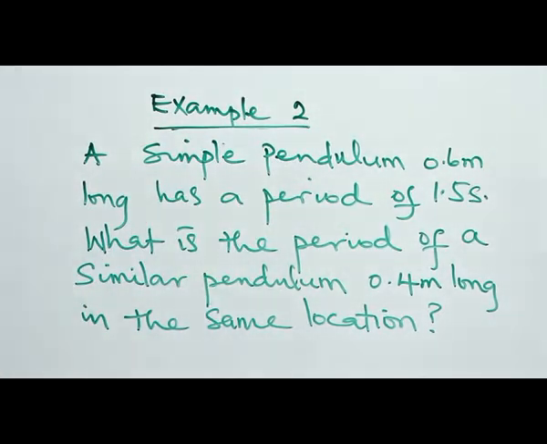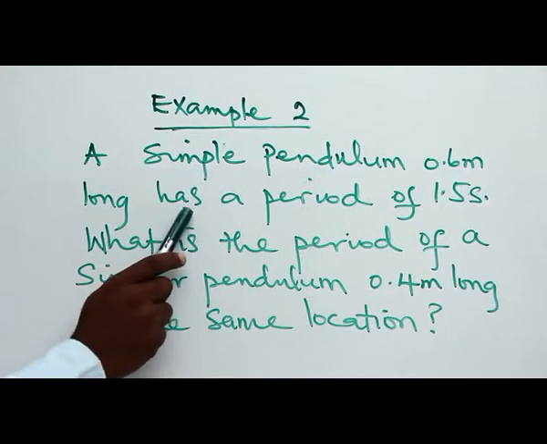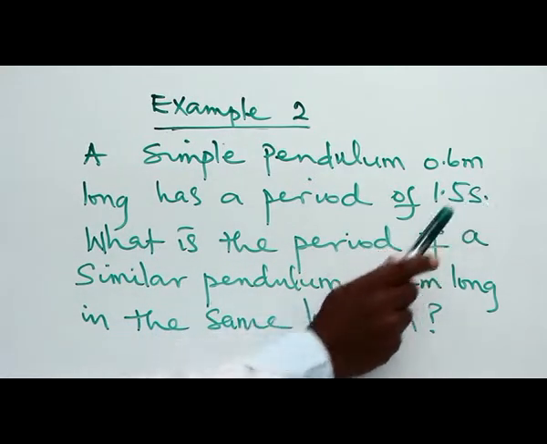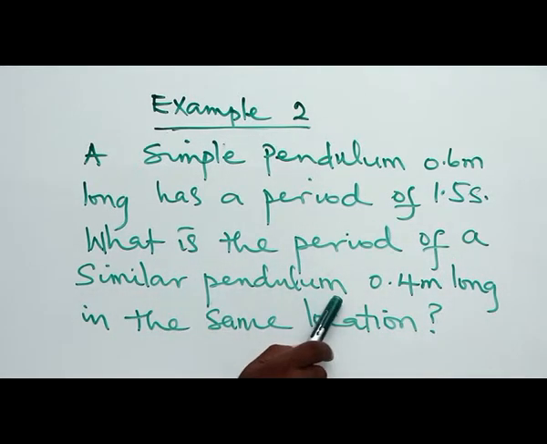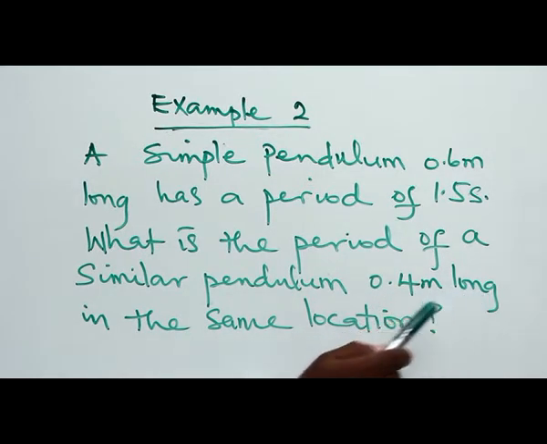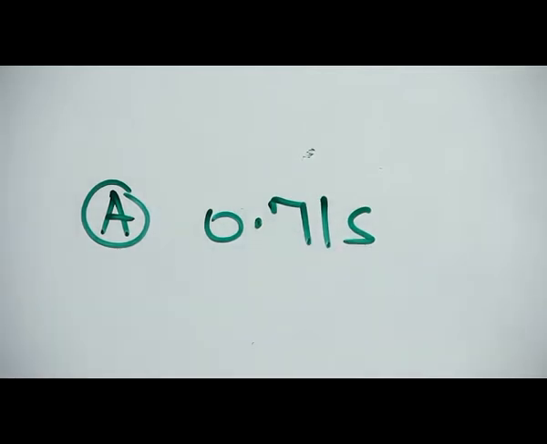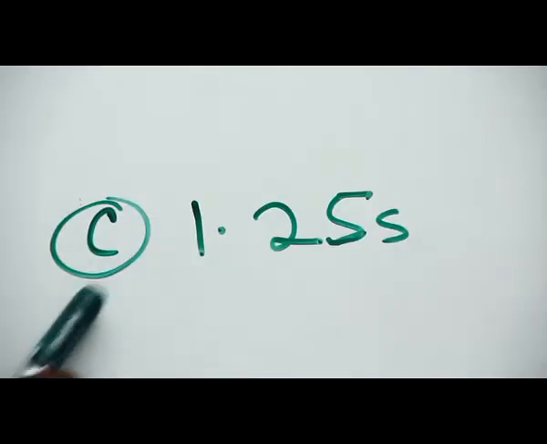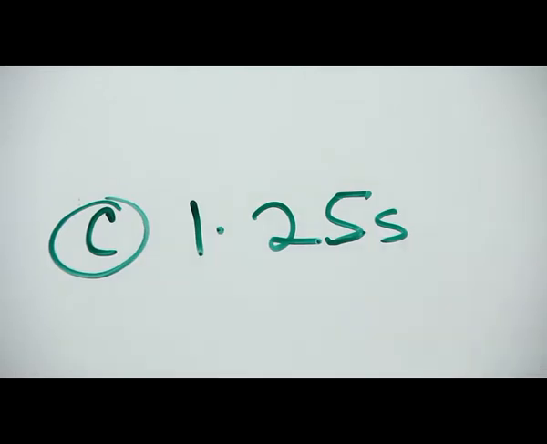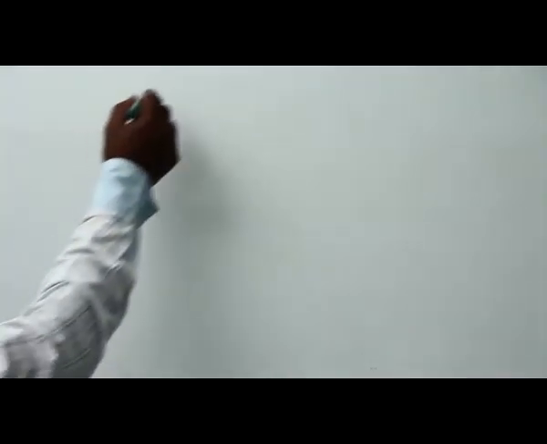Example 2. A simple pendulum 0.6 meter long has a period of 1.5 seconds. What is the period of a similar pendulum 0.4 meters long in the same location? Option A, 0.71 seconds. B, 1.22 seconds. C, 1.25 seconds. D, 2.00 seconds.